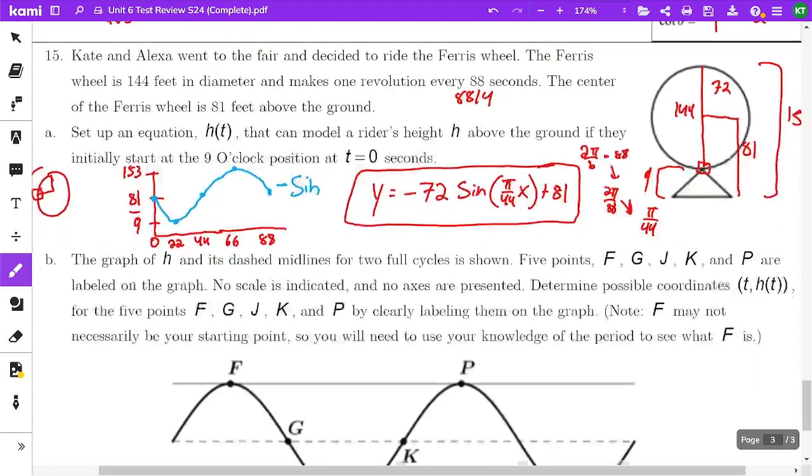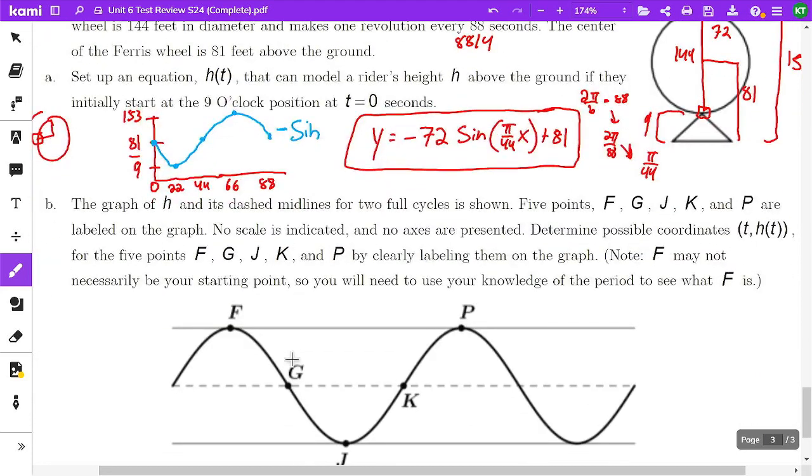Lastly, we have to match these points onto this graph down here and then follow our pattern. So F is where it starts and it's high and it goes down low after. That would be this point up here, which is going to be 66, 153. Then it goes down. We have G on this graph as well. That's 88, 81.